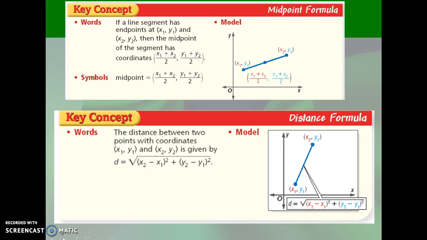Again, a review of some of your algebra skills. We have the midpoint formula. Midpoint formula finds the point that's directly in between two given points. It essentially acts as the average of the x values and then the average of the y values. The distance formula, we get this nice big complicated formula.